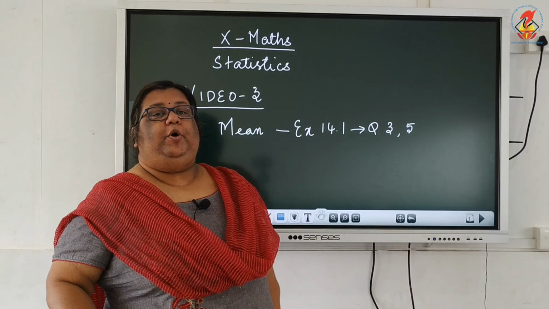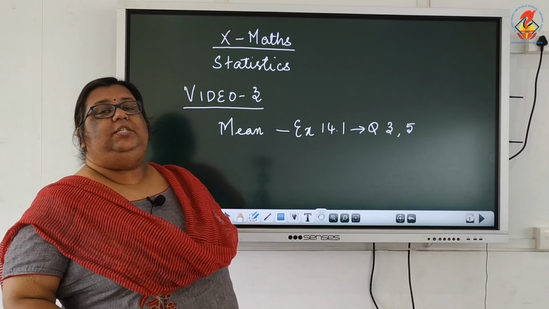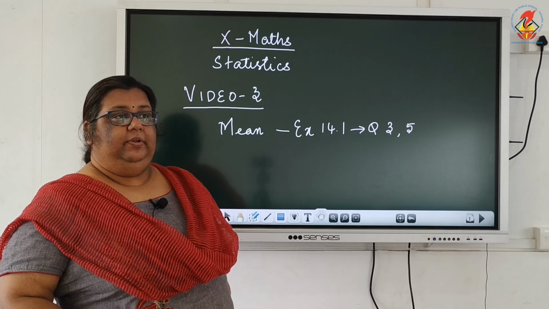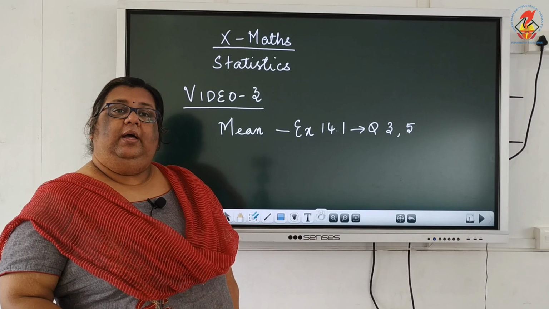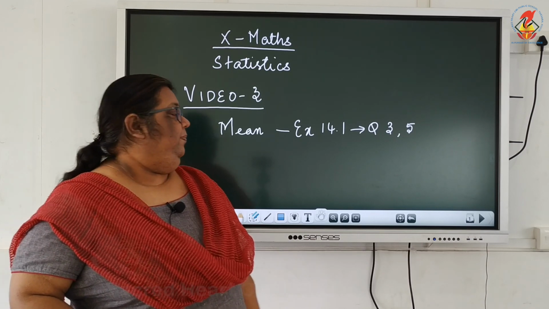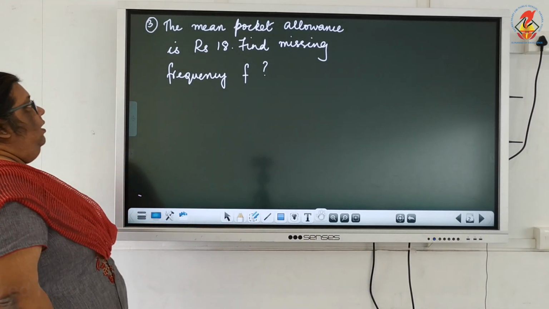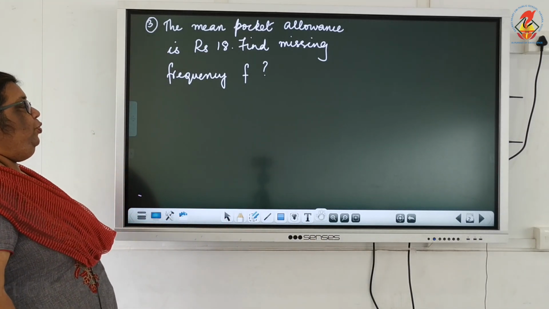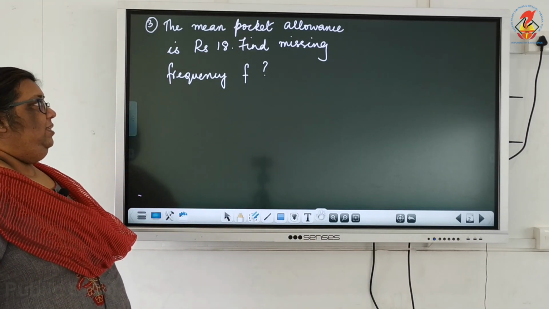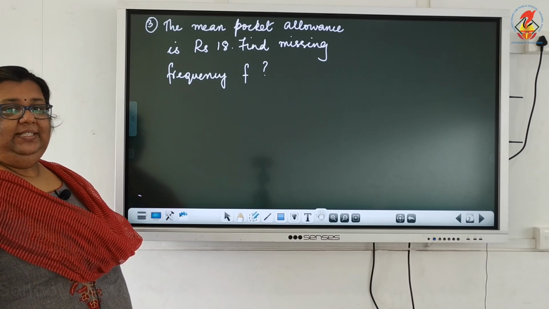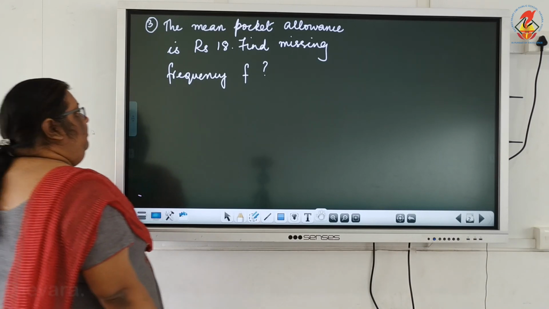We'll continue with the problems of exercise 14.1, children. The problems that we were doing are of arithmetic mean. Question number 3. The mean pocket allowance is rupees 18. Find the missing frequency f. So there is a table given.